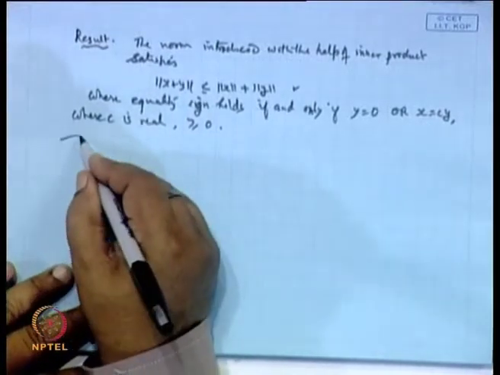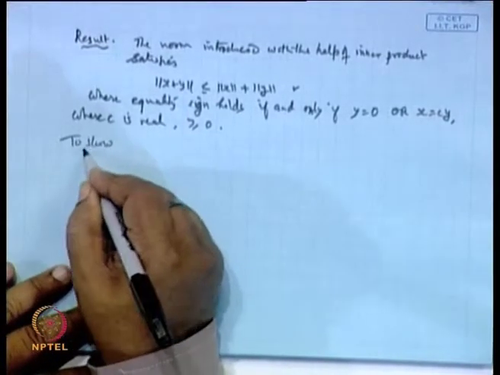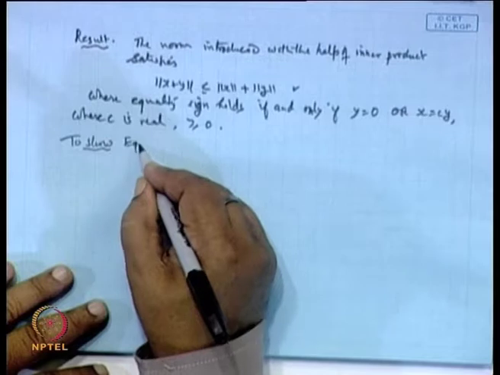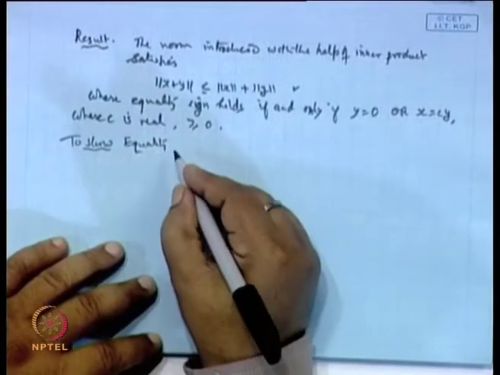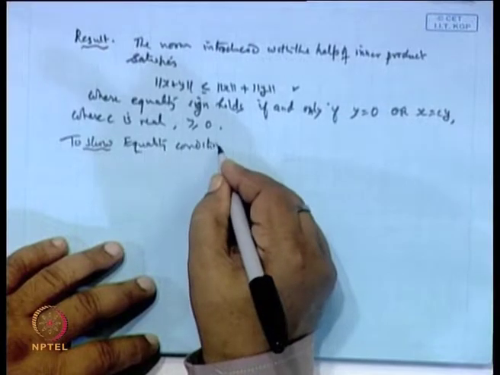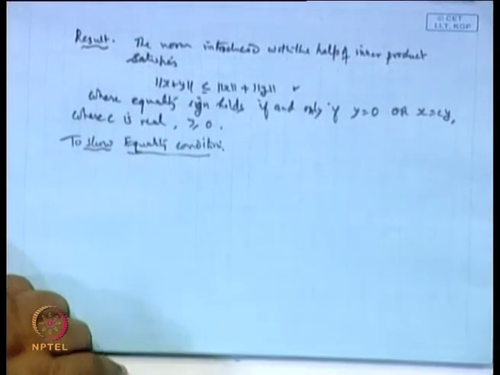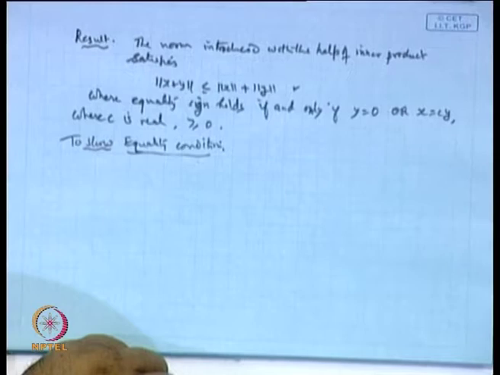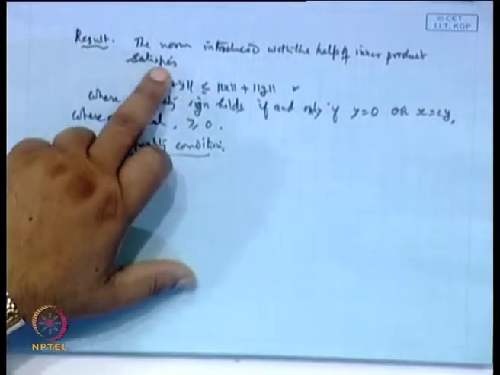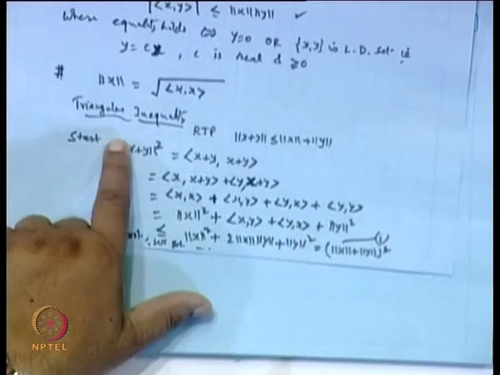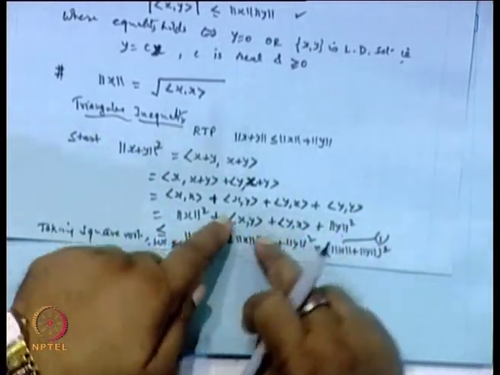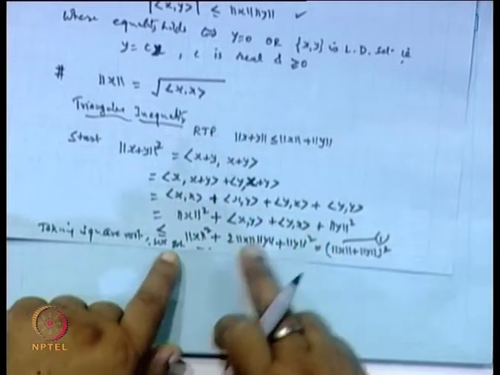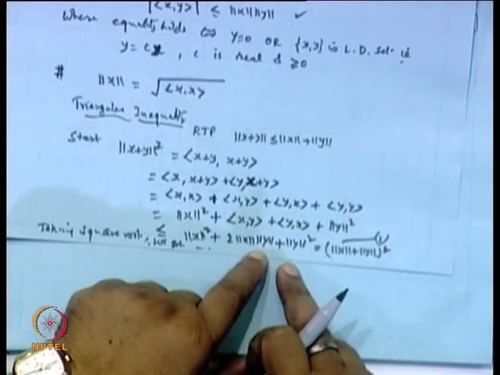So, to show the equality condition, that is, under what condition the equality sign holds, what we do, we take this one where the norm of x plus y square is equal to this, then from here the inner product of x and y I have put as less than or equal to this, is it not?